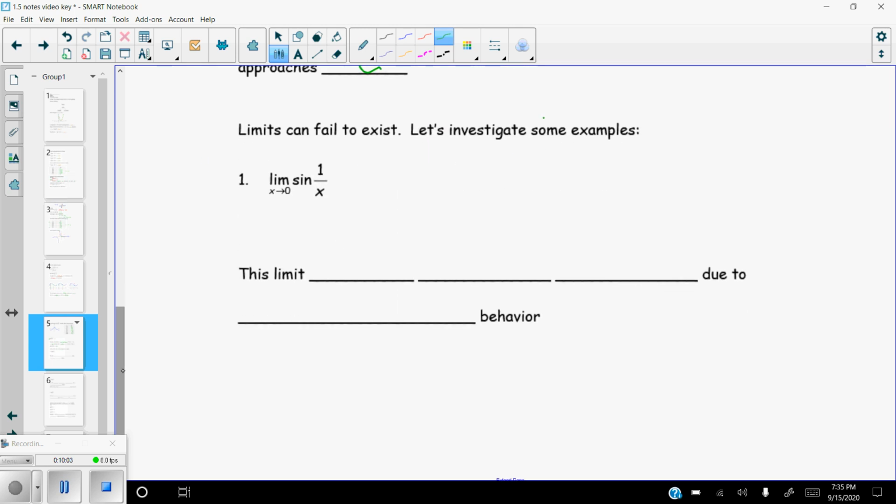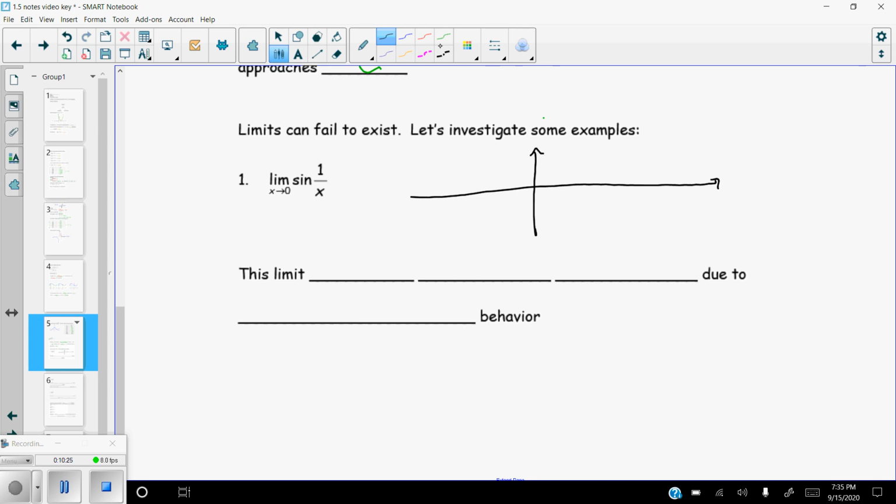Limits can also fail to exist. Okay, and this gets a little bit more interesting, at least I think it does. If you were to try and take the limit as x approaches 0 of sine of 1 over x, well, this is an interesting one in the fact of what it does. This is really, really difficult. If you graph it on your calculator, it's going to look really strange.